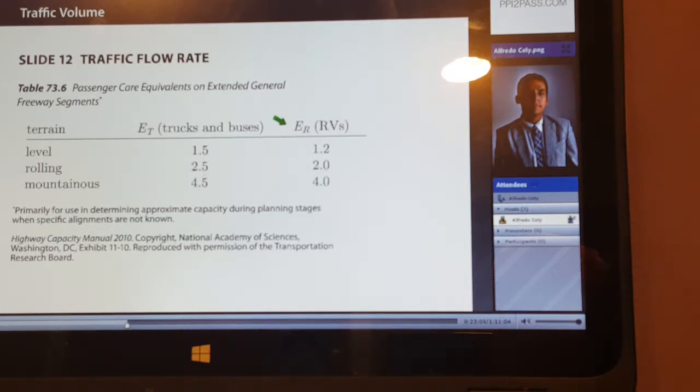Now, your equivalent recreational vehicles factor, which are your recreational vehicles, your motor homes with their different trailers, represents about 1.2 passenger cars on a level terrain for a freeway segment, and then about 4 passenger cars for a mountainous segment. See how this comes from the Highway Capacity Manual, from the HCM. So this is a conversion to get everything into passenger car equivalents.